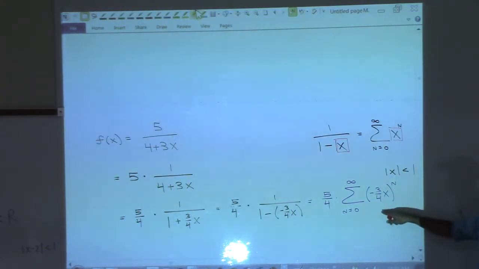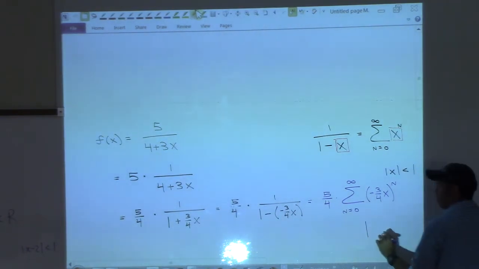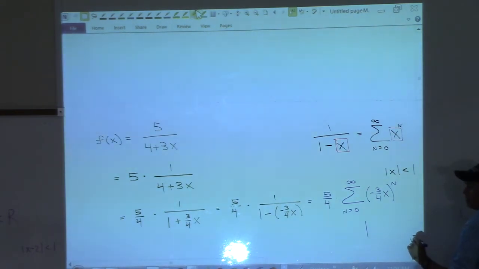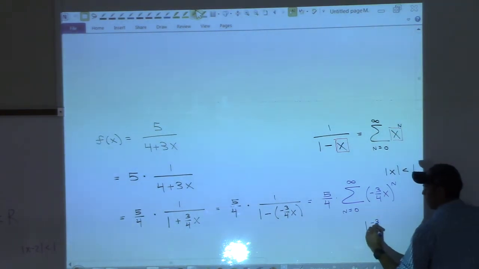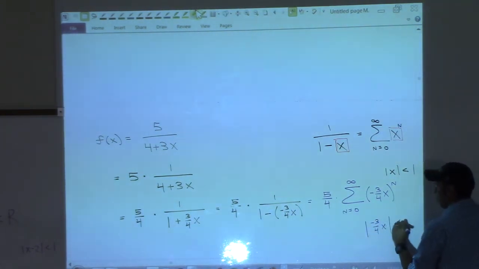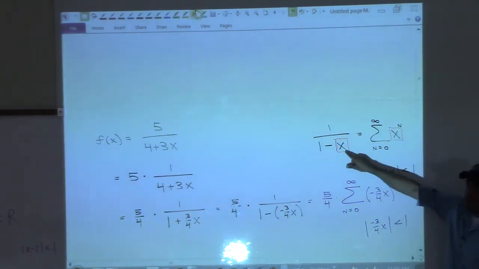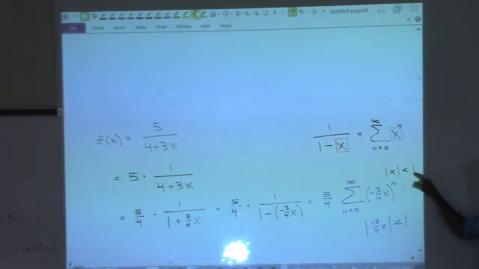And it will only be this if what? There's a condition here. If the absolute value of negative 3/4 x is less than 1. So it's whatever that expression is, the absolute value of it has to be less than 1. So if our expression is that, then it has to be that whole thing here, less than 1.